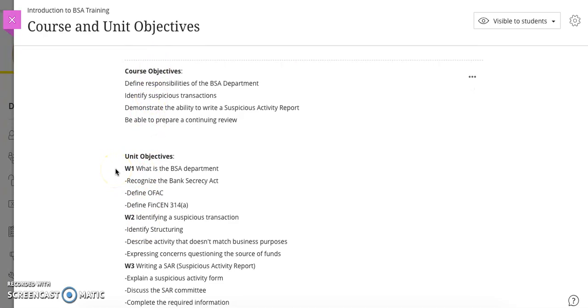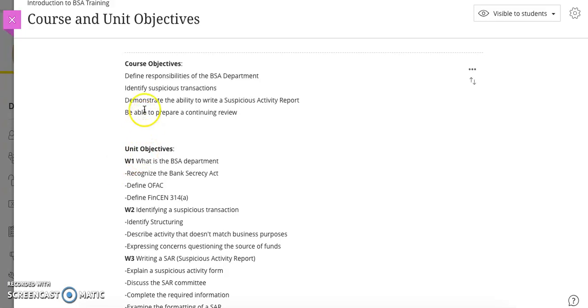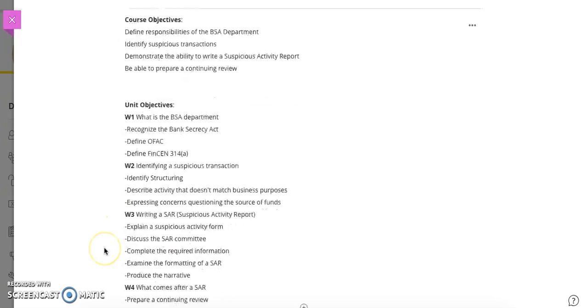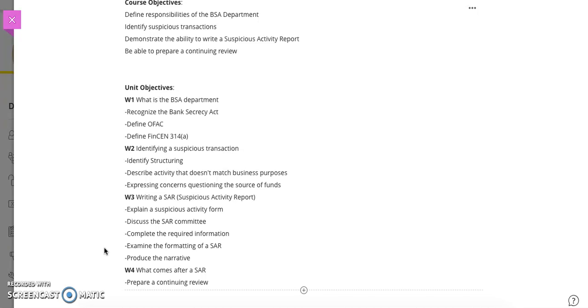The first unit is called What is the BSA Department? Second week will be called Identifying a Suspicious Transaction. Week 3 will be Writing a SAR, or Suspicious Activity Report. And week 4 concerns what comes after the SAR, which is preparing a continuing review.